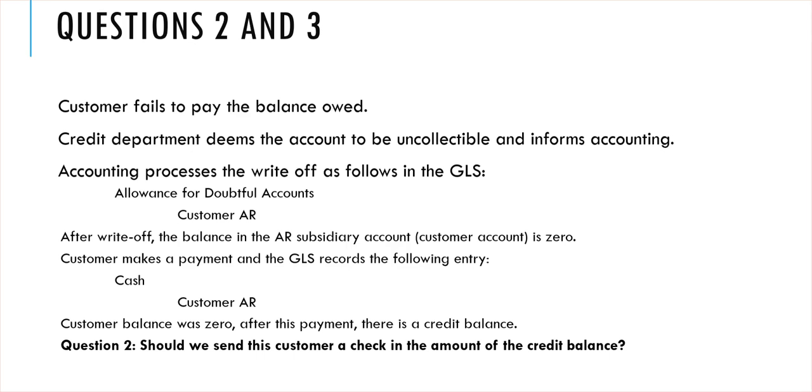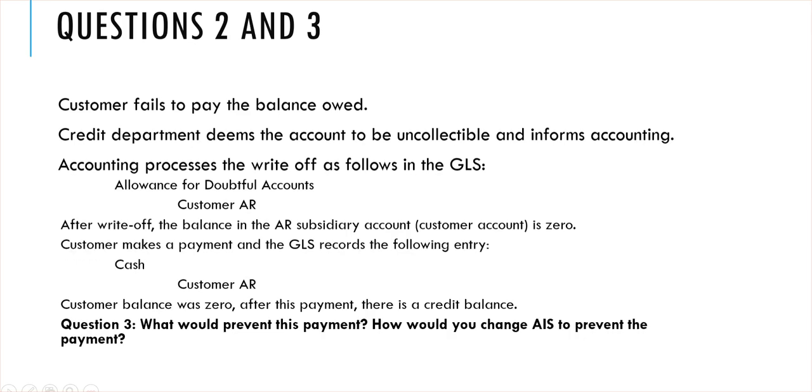And so the question is, should we send the customer a check in the amount of the credit balance? So you need a layer of controls that says if the credit balance is on the account, is it because of this write-off process? So that's another question you might put in there in your internal controls or your policies and procedures before you send the customer that check. For us, we need to reverse this journal entry before we do this journal entry. So that's something that needs to happen. How would you change the AIS to prevent that payment? And we just discussed that.